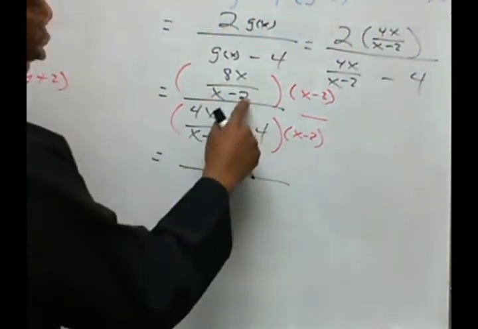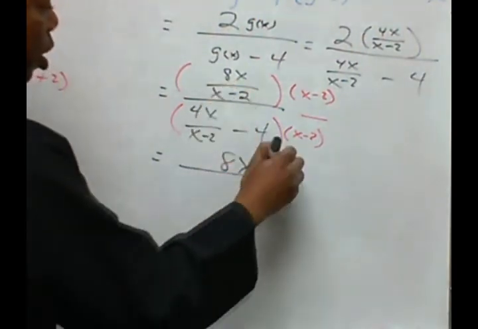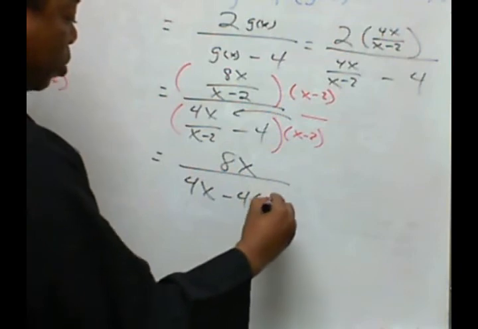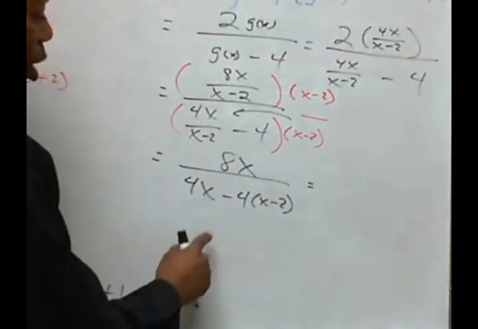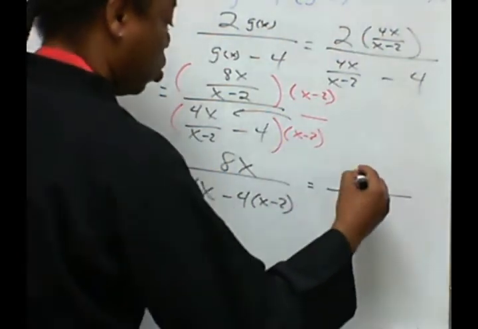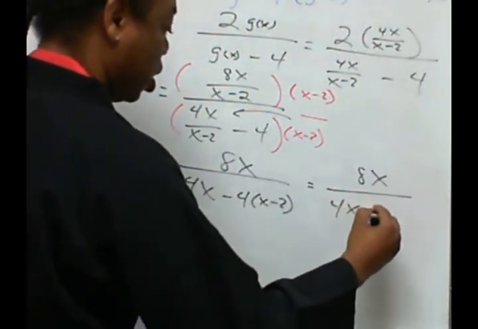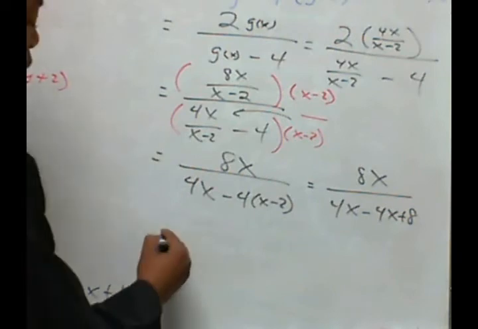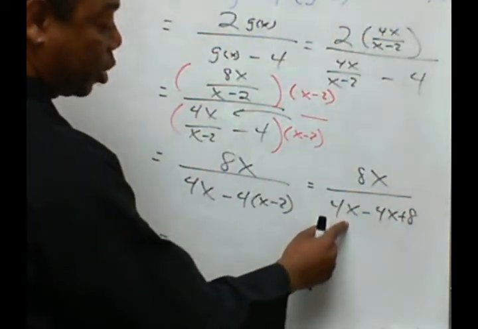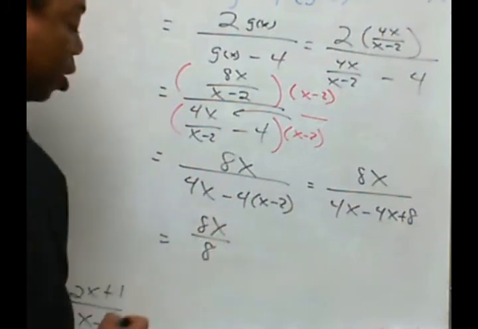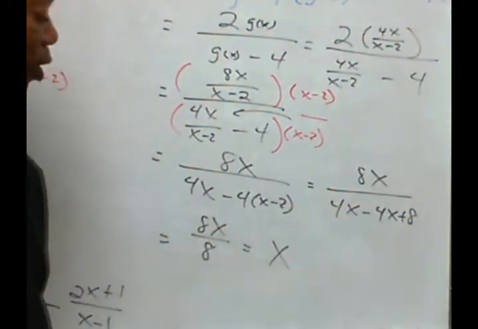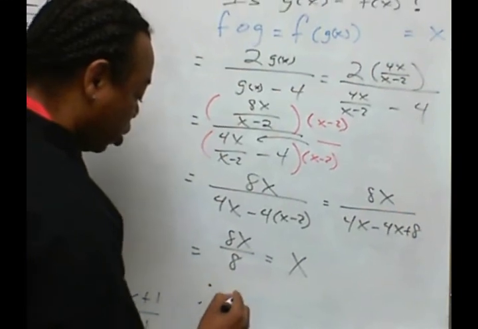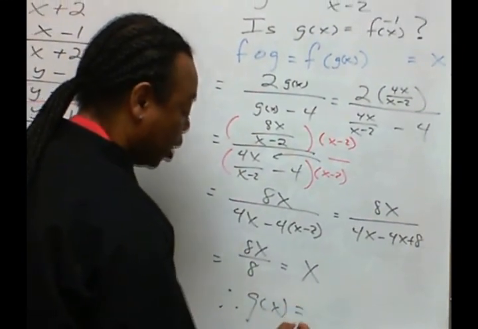As a result, these two will cancel and we'll get 8x. When this multiplies with this, we'll get 4x. When we multiply these two, we'll get negative 4 times x minus 2. Okay. The denominator, when I distribute this negative 4, will give us 4x, a negative 4x, and a positive 8. From there, the negative 4x and the positive 4x cancel, leaving us with 8x in the numerator and 8 in the denominator. And now this simplifies to x. And since it did simplify to x, we conclude, therefore, g of x is the inverse function.